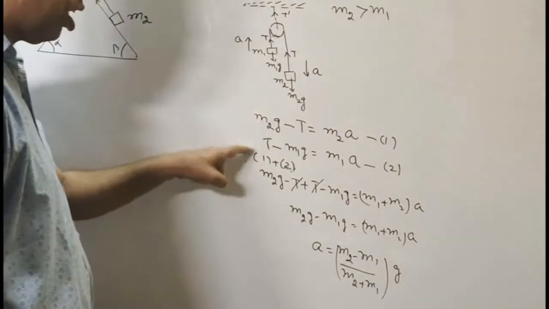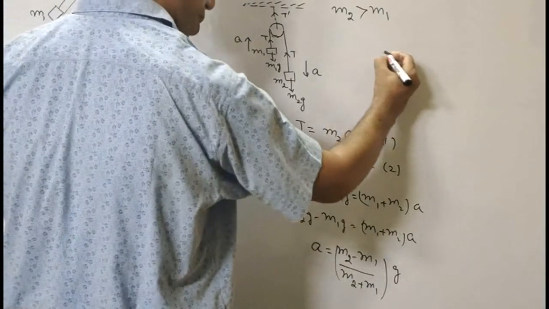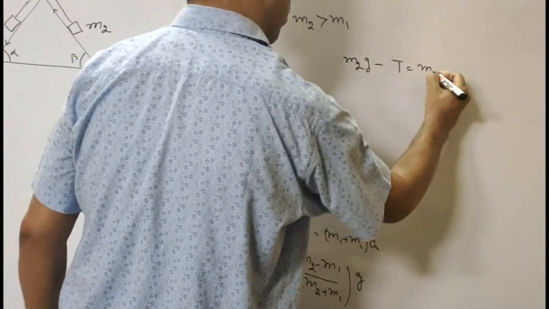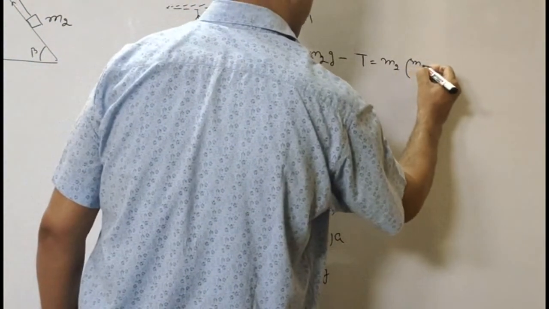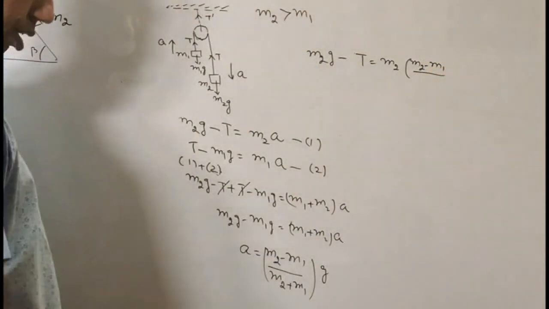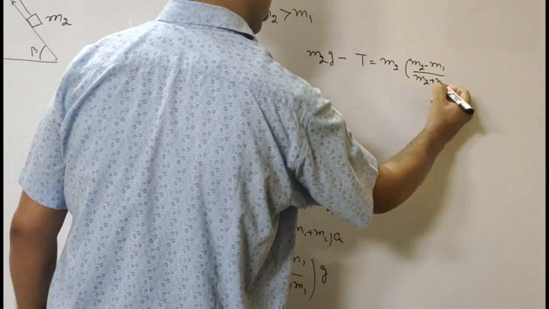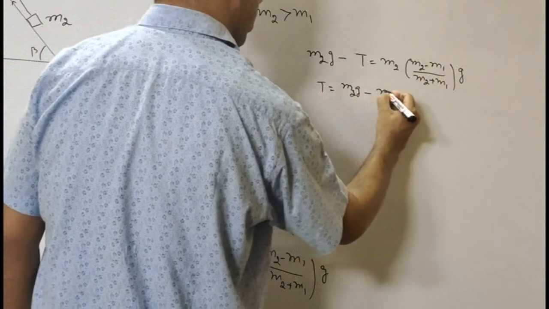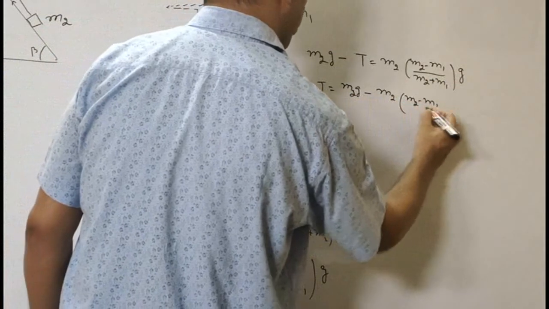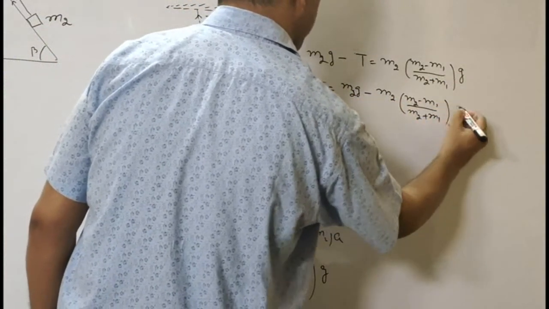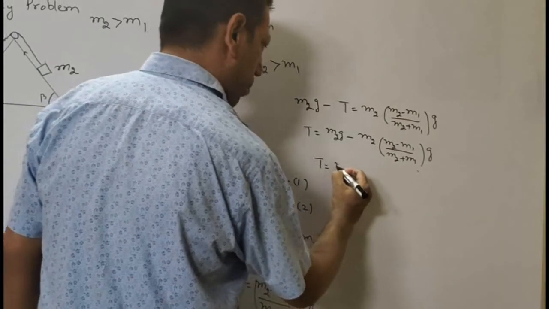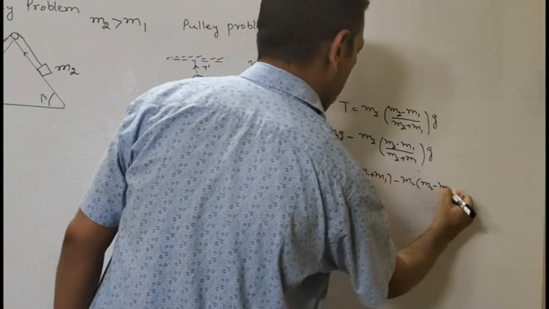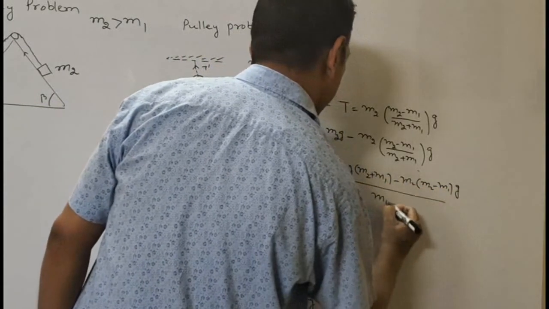Substitute the value of the acceleration in any one of these equations. M2G minus T equals M2A, where A is (M2 minus M1) over (M2 plus M1) into G. So T equals M2G minus M2 (M2 minus M1) over (M2 plus M1) into G, which is M2G into (M2 plus M1 minus M2 plus M1) over (M1 plus M2).